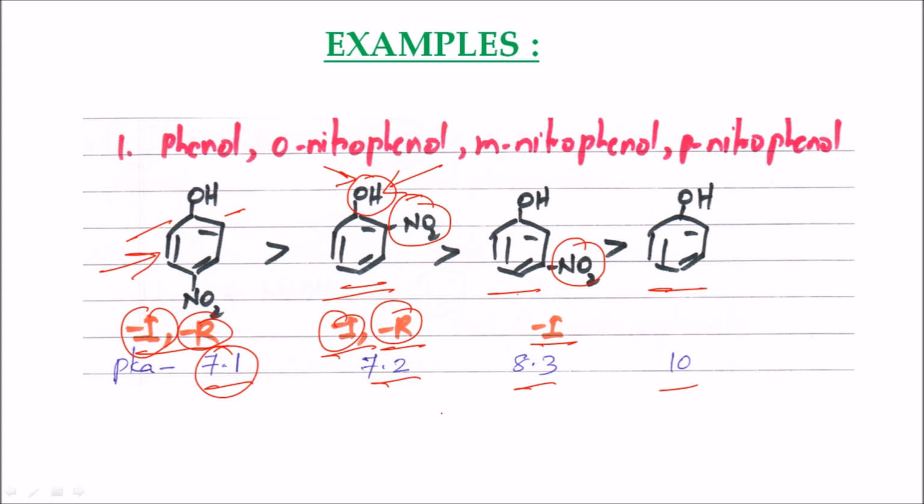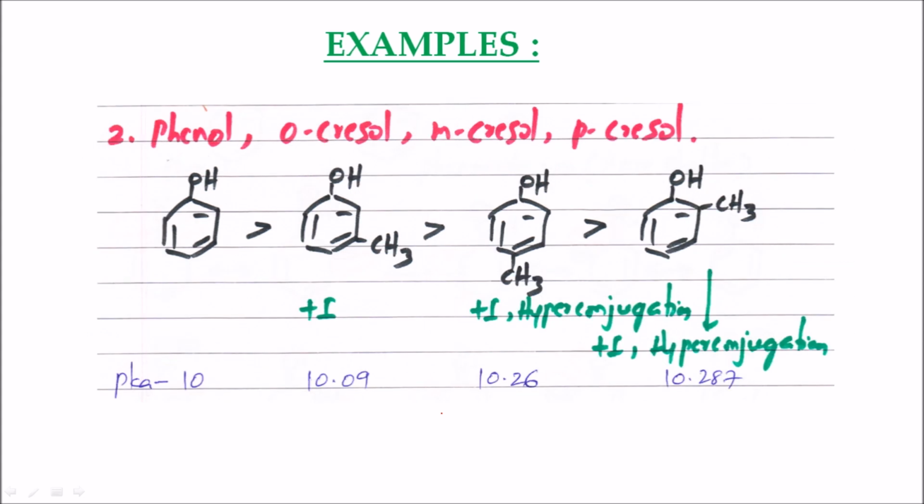So these values confirm the acidic nature of these four phenols. Okay, this is the first set of examples. The second one now is phenol with orthocresol, metacresol, and paracresol. You know, cresol is nothing but methyl derivatives of phenol. So I take orthocresol, metacresol, and paracresol compared to phenol.